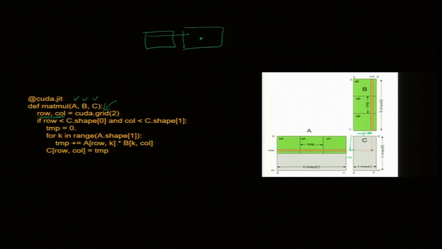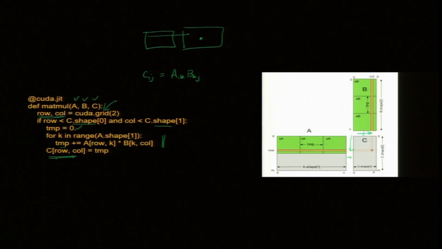If row is less than C.shape[0], meaning the x dimension, and column is less than the y dimension, for C, I loop: temp is 0, then for k in range A.shape[1], temp is updated. So what do I do? temp += A[i,k] times B[k,j], which is C[i,j]. Here i is row and j is column. Is it clear? This is straightforward. After I get all this, I just write it to C[row, column] = temp.